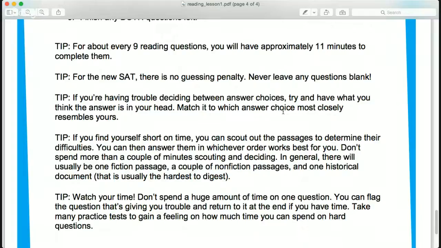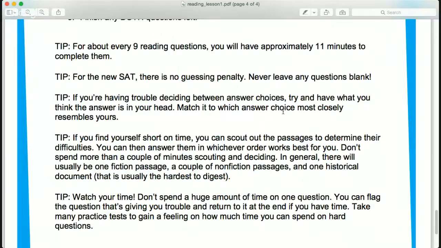This is huge. Before, you would lose a quarter of a point if you guessed wrong, whereas if you left it blank, nothing would happen. You would not get a point, nor lose points. Now, you don't lose points no matter what you choose, so you might as well guess. Eliminate as many answer choices as you can and guess, because it won't hurt you, it can only help you.